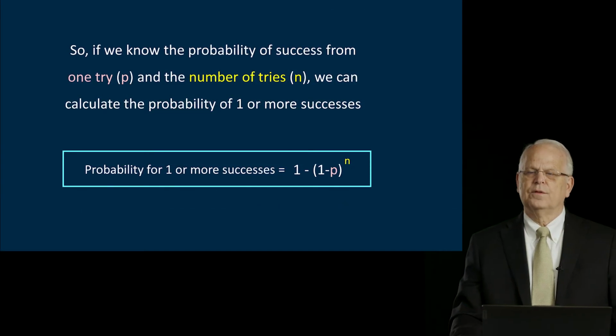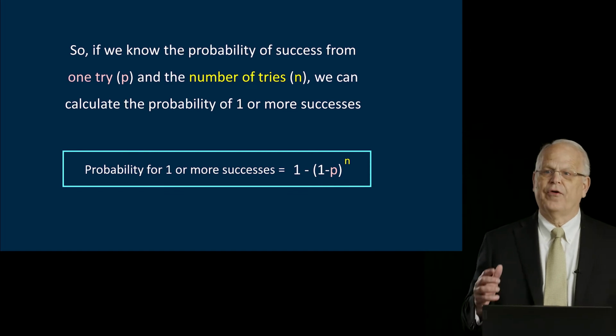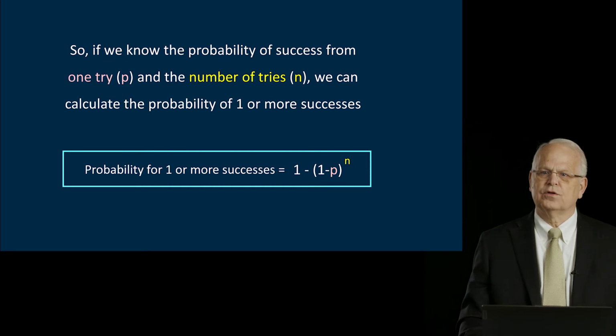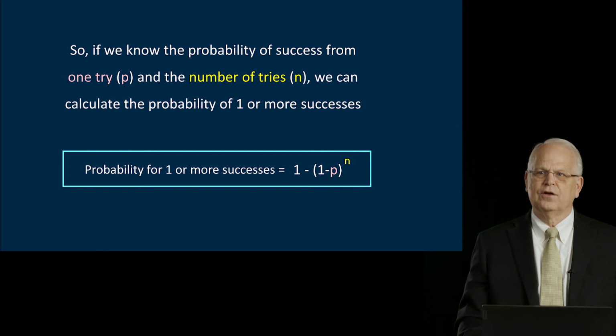So the important thing to conclude from this section on the formula is that if we know the probability of success from one try, and we know the number of tries, we can calculate the probability of one or more successes. So we really have got to go out and find that little p, which is the success from one try, and we've got to find that n, which is the number of tries. And those are the things that we need to go after to evaluate the probability of undirected assembly.